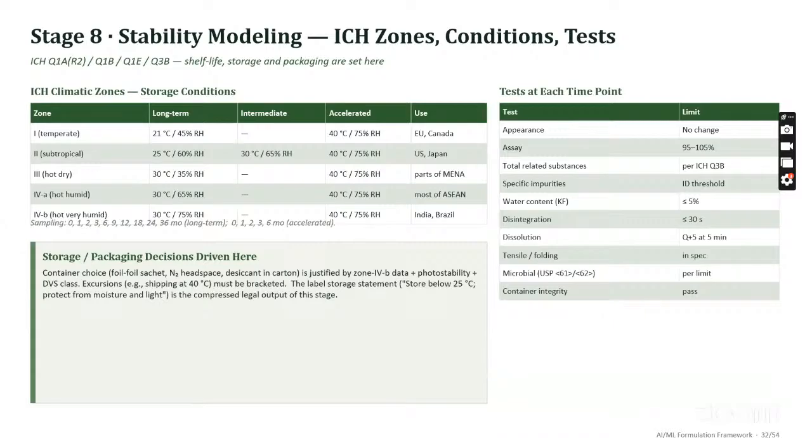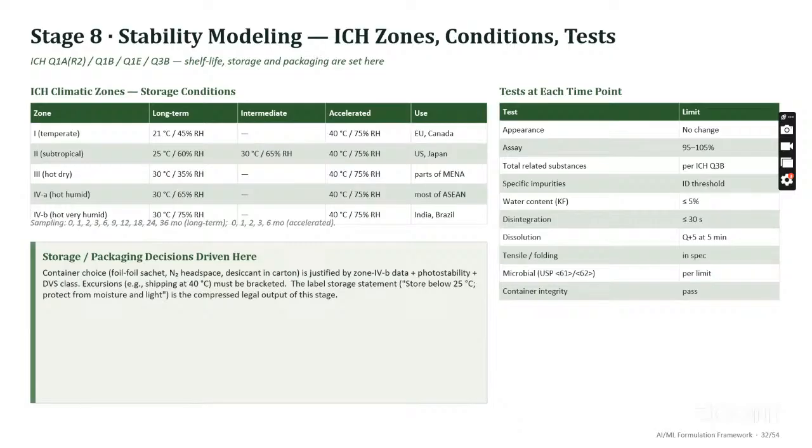Next, the stability methods. The stability sets the shelf life, storage, and the pack. The test is across ICH climate zones. So India and Brazil are the hottest regions, humid zones 4B. Long-term, intermediate and accelerated conditions. Zone 1: long-term 21 degrees, 45% RH humidity. Accelerated is 40 degrees, 75% RH. For use in EU and Canada. Subtropical is zone 2. That will be long term 25 degrees Celsius, 60% RH; intermediate 30 degrees, 65%; accelerated is 40 degrees, 75% RH.